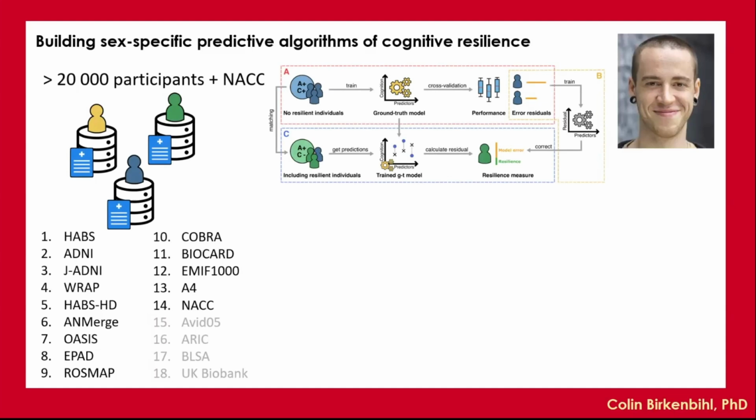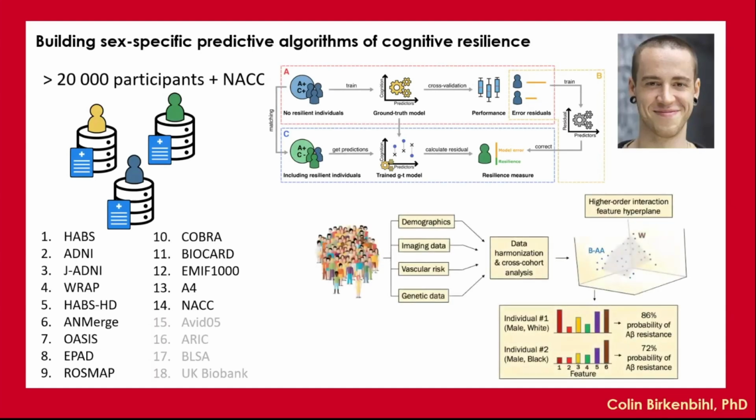There are many issues with residual calculations, but what we eventually want to do is take as much data as we are able to harmonize across all of those cohorts, feed them into machine learning models, and be able to extract features that are predictive of whether it might be biological resistance or cognitive resilience.